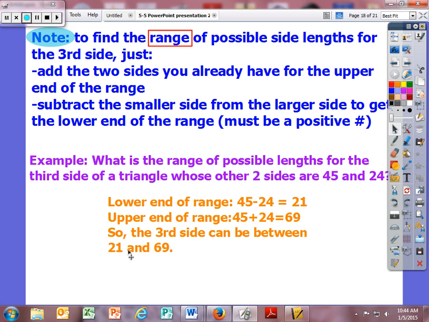Now notice it cannot be 21 and it cannot be 69, but it can be any number in between, like 40, or it can even be 21.5 or 68.1. Anything in between here. It just cannot be these two numbers. Okay, so really easy to find the range.